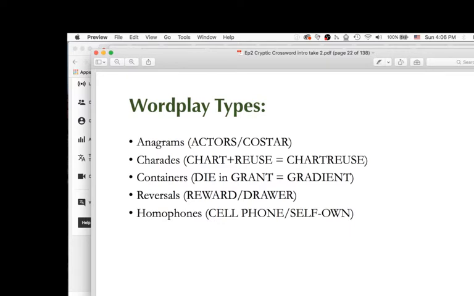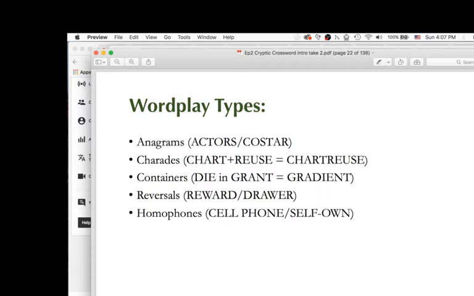Homophones. I was reminded of a couple days ago when Joshua Cosman, one of the cryptic constructors of The Nation magazine, had said, I just noticed this, that cell phone and self own are homophones. I had seen that one before, but it was just brought to the surface by his remark. Now, homophones are a phonetic operation rather than an orthographic operation. They operate on the sounds rather than the letters.